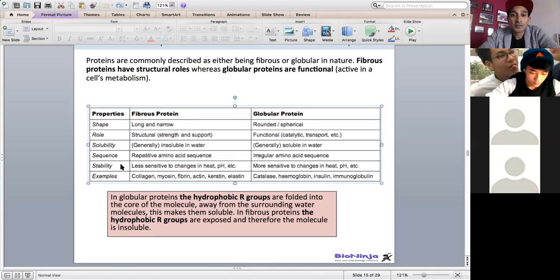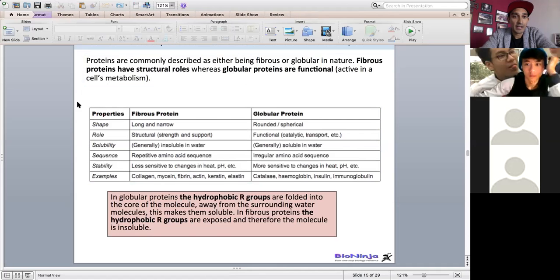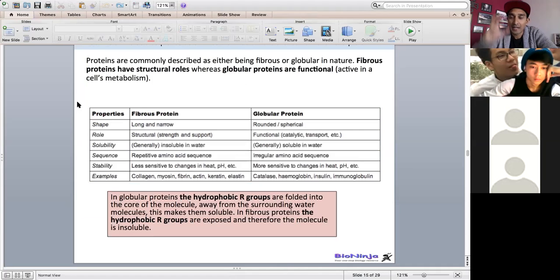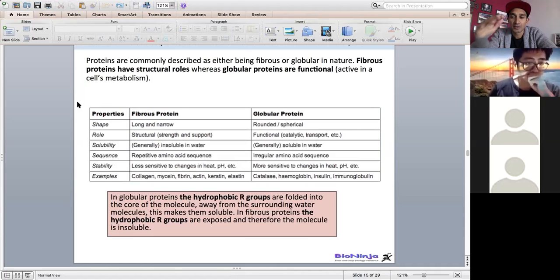So these are mostly structural types of proteins, okay? Whereas globular proteins take on the 3D structure, and they're usually things like enzymes or other proteins that have a functionality, like they actually affect a reaction or they transport something, but they're not just there for stability and structure, okay?